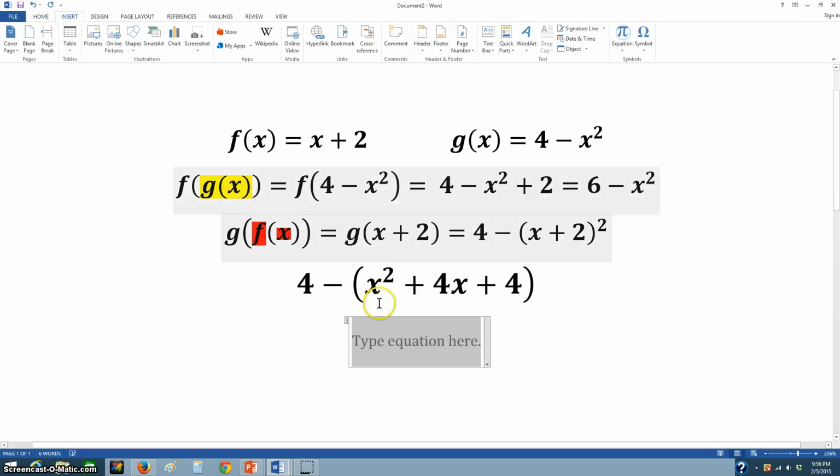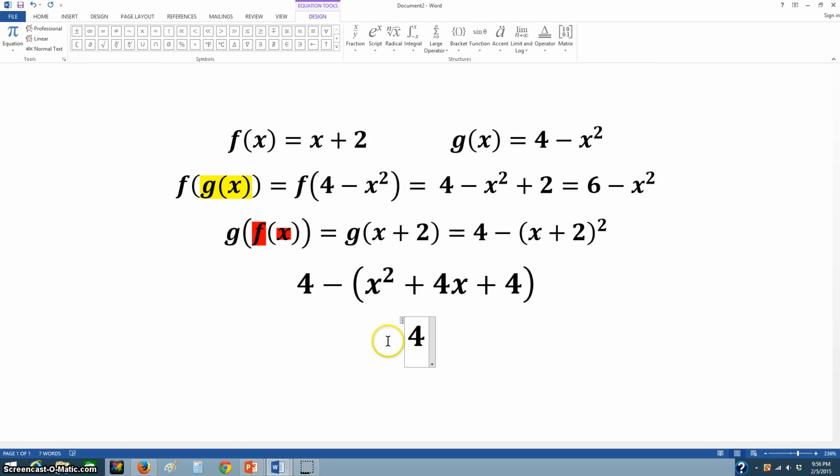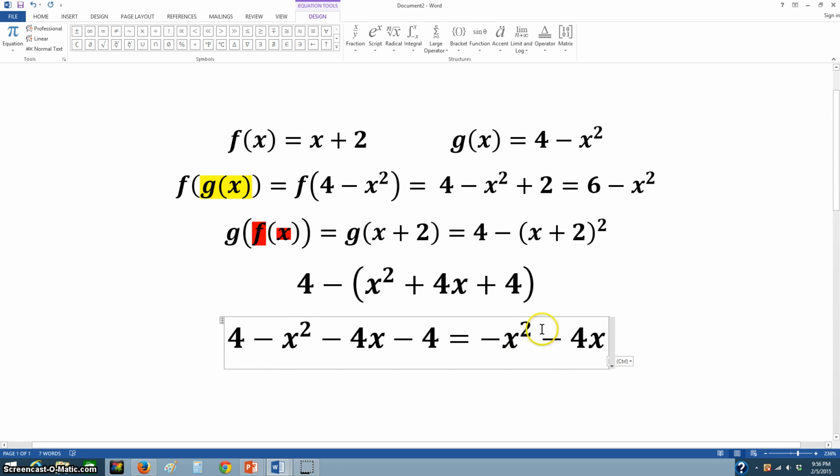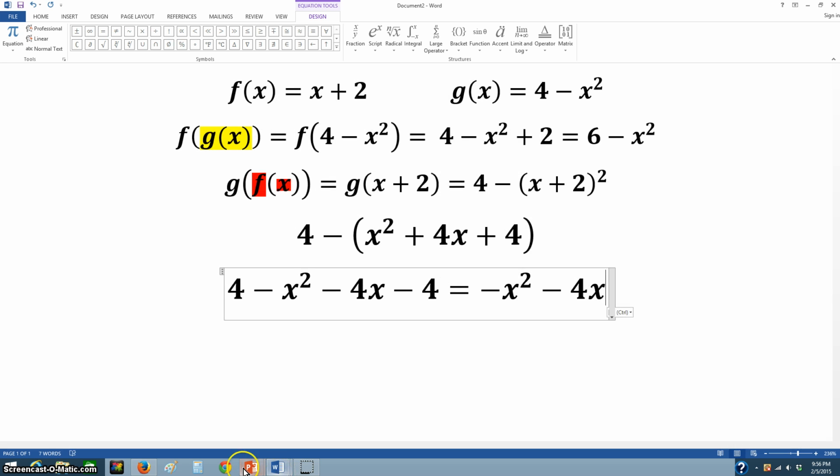So when we do, we have 4 minus x squared minus 4x minus 4. And if you notice, what happens to your 4's? They cancel out, leaving you only with your official answer, which is negative x squared minus 4x. That is perfectly fine to leave like that. Okay, moving on.